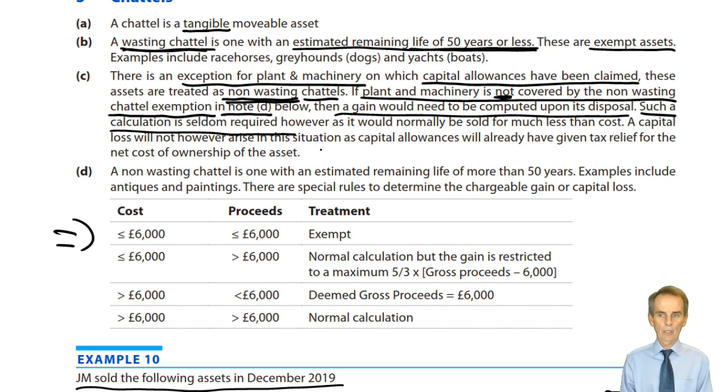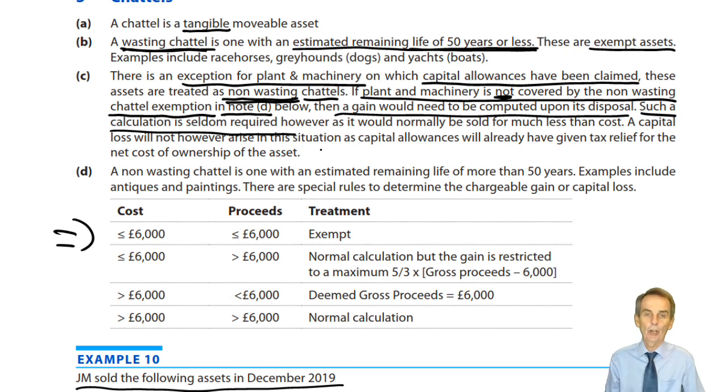The more likely situation is we buy it for 100,000, we sell it for 40,000. Now then, that means you've made a loss on that disposal. Bought for 100, sold for 40. But there is no capital loss that arises here. Now, your immediate thought is, it's not fair. If we sold for 140, having bought it for 100,000, that's a gain. But if we sell it for 40, having bought it for 100, there is no loss.